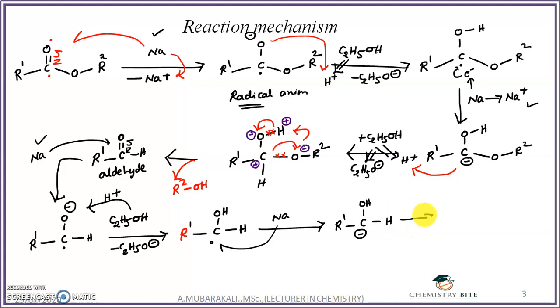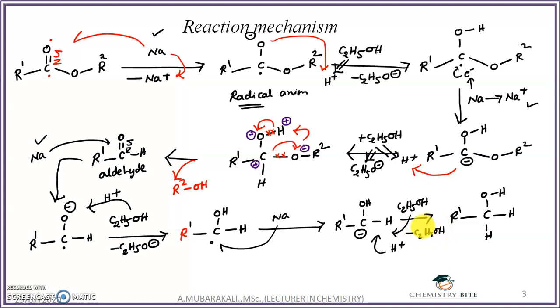The next step, once sodium has reacted, is the protonation. This protonation is done by the ethyl alcohol. Ethyl alcohol will give the H plus to the carbon. So finally you can see R-CH2-OH, and this H is from the ethyl alcohol, so minus C2H5.